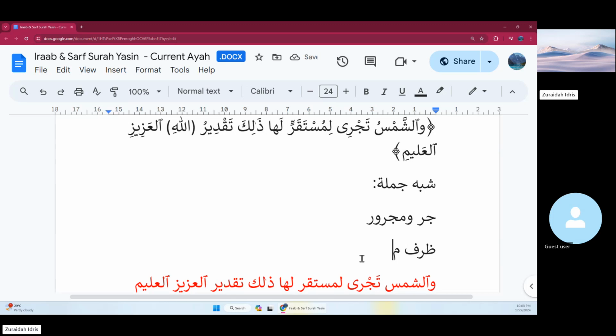Meaning that the Zof itself is a mudaf. Okay. So this is, and we have a mudaf ilayh. How do I spell mudaf? So these are the two types of shibhu jumlah that you get. You have to remember this, yeah?